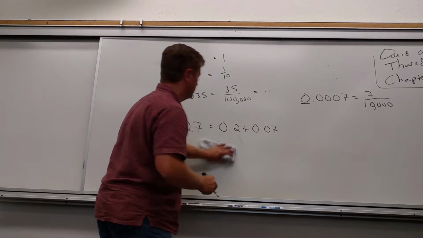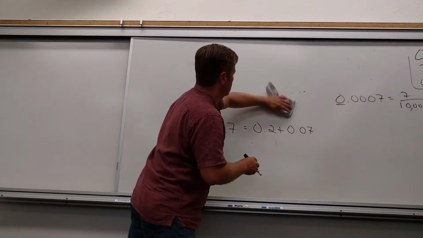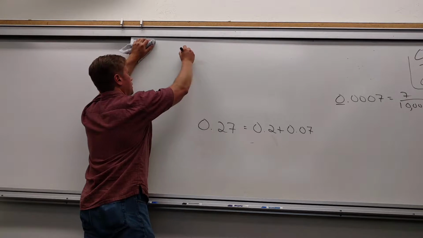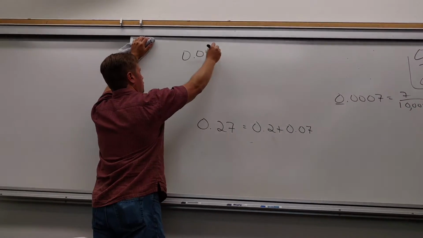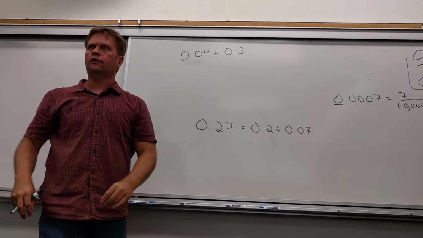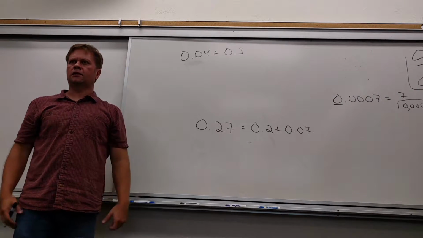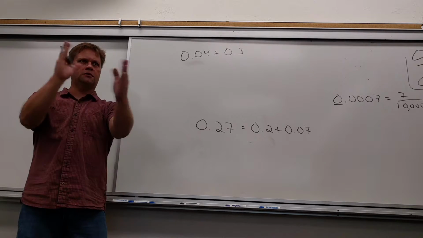So how do you add decimals? So that's what that's leading to. How do I add decimals? So if I said, what's 0.04 plus 0.3? Is that some kind of 7? No. You see why somebody would think it might be a 7? Because they see a 3 and a 4, but are they in the right place?